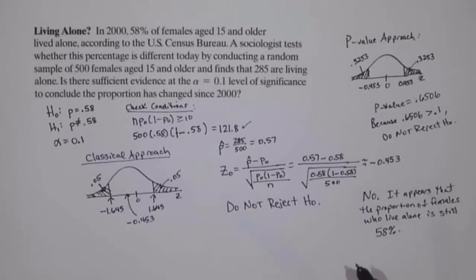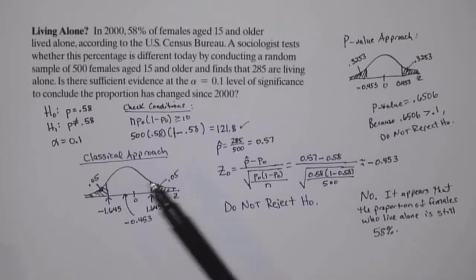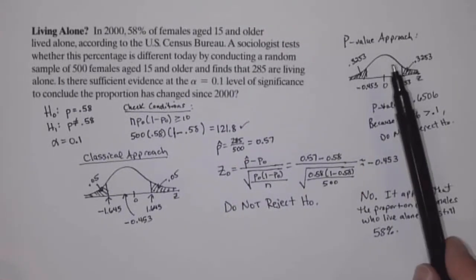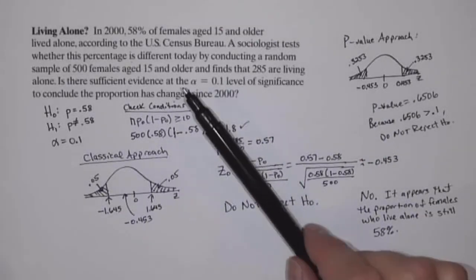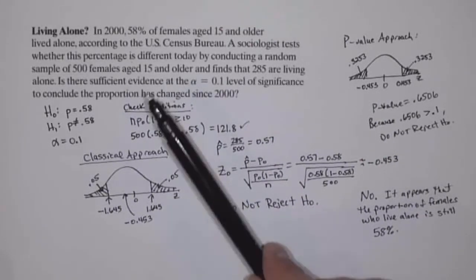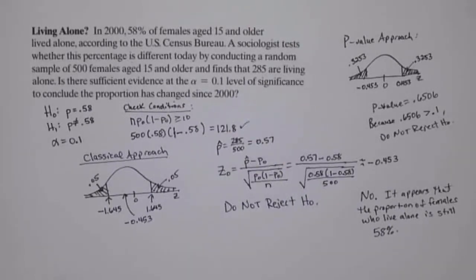Now we have seen that for all of our hypothesis tests, we have two approaches. We can use the classical approach or we can use the p-value approach. Now, when we have a two-tailed test, as we do in this particular example, we actually have a third approach that we could use as well. And so I want to discuss that next.